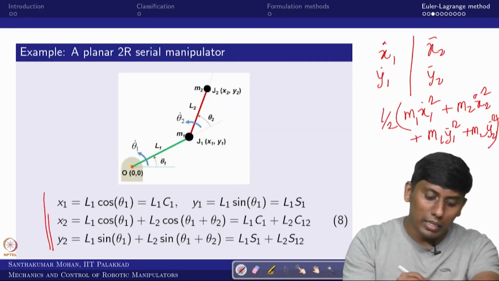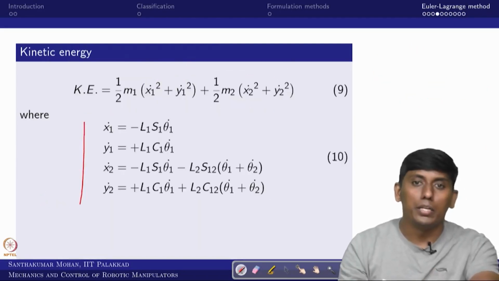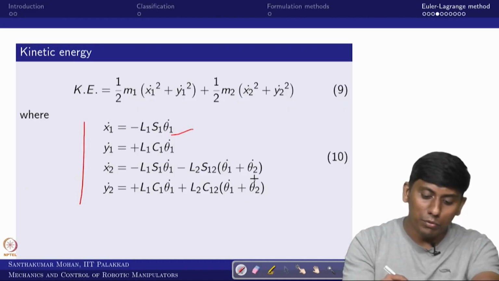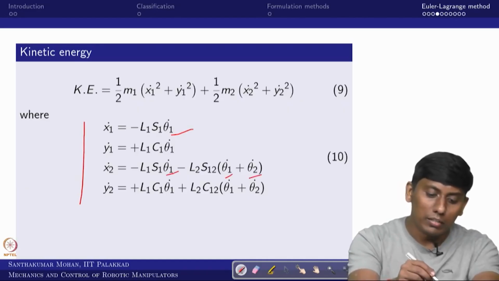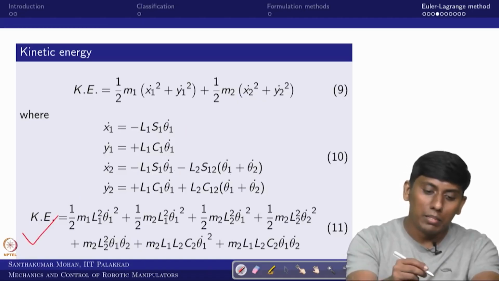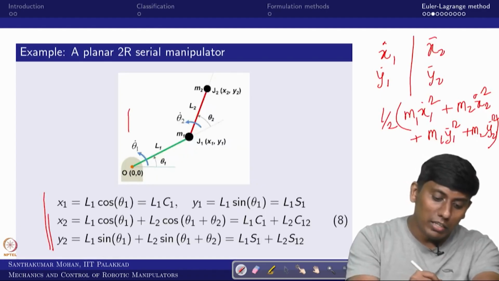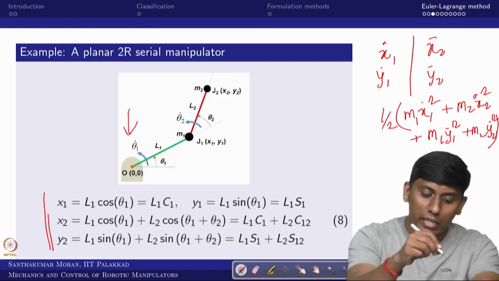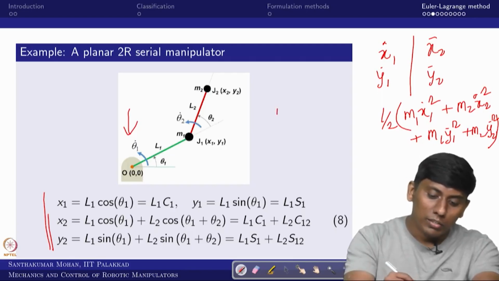You already know x1 and x2, y1 and y2, so you can take the time derivative. That would be a function of the joint space variables. Now you can substitute that. You will get the kinetic energy in this form, and you can take the potential energy. Here you can assume that the gravity is pulling down, in the sense the gravity direction is coming down. So you can see in that sense.